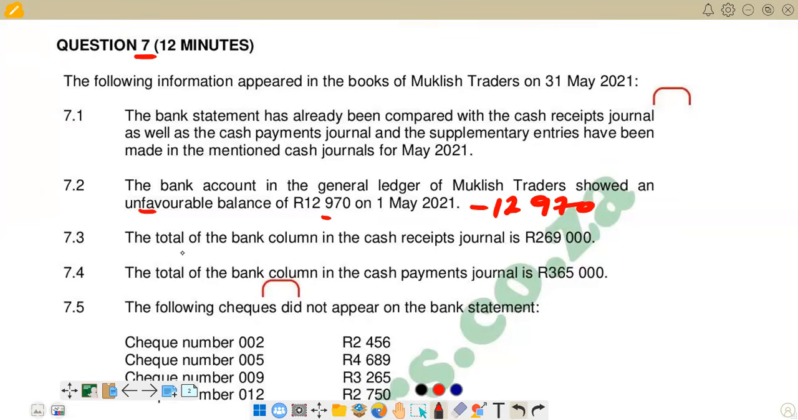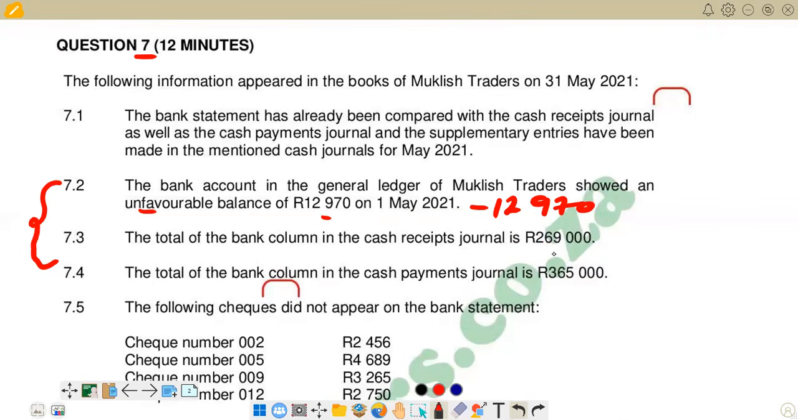Then 7.3, the total of the bank column in the cash receipts journal is 269,000 rands. And 7.4, the total of the bank column in the cash payment journal is 365,000 rands. These balances represent the bank account balance in our ledger. This is the balance that we are going to compare with the bank reconciliation balance. They should be the same. So here is where we are going to calculate the bank account balance in our ledger.